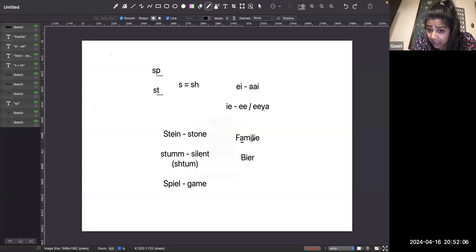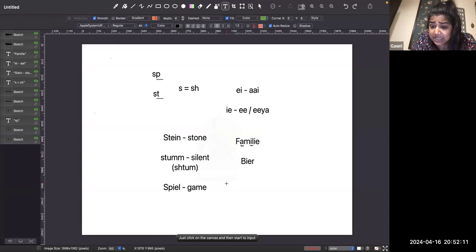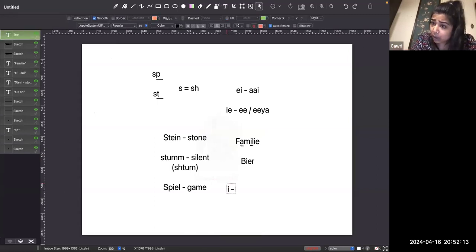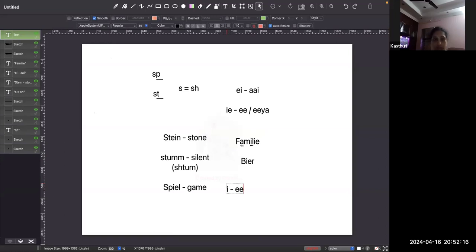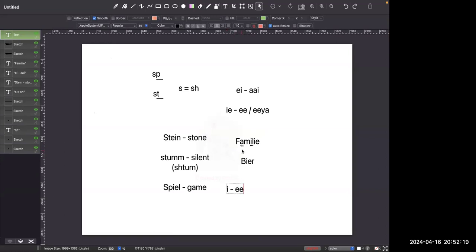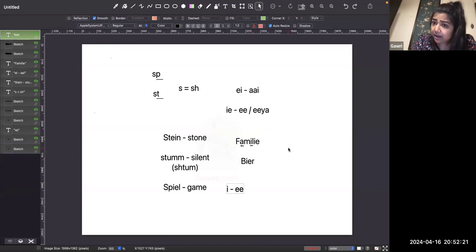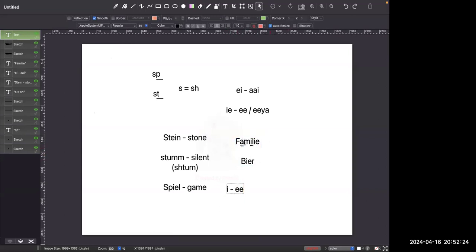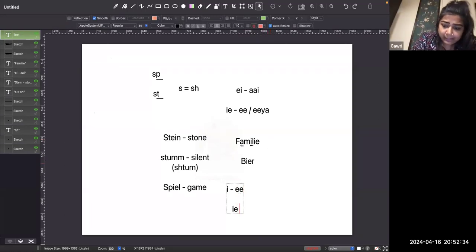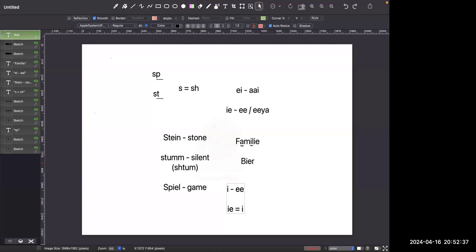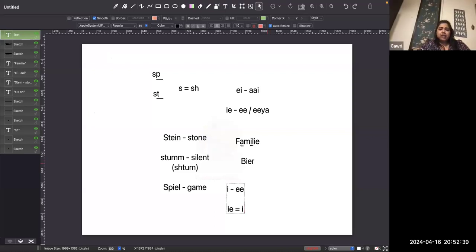Then for I, guys, I don't know whether we have written it, I think we have not. I in German, whenever I comes, I is pronounced as ee. Familie. So both are pronounced the same, right? Say it again, Pavan. Yeah, E and I both are the same. That's correct. Both of them are pronounced in the same manner.